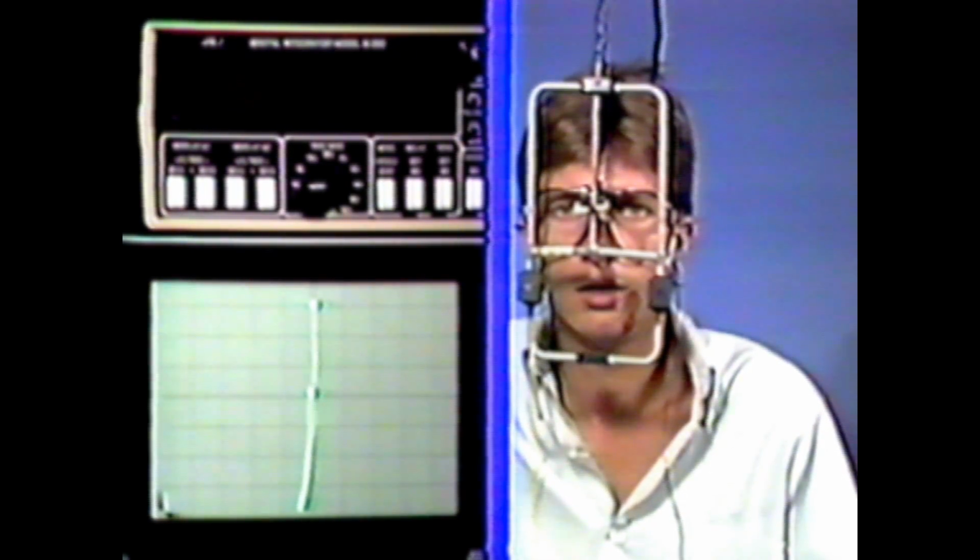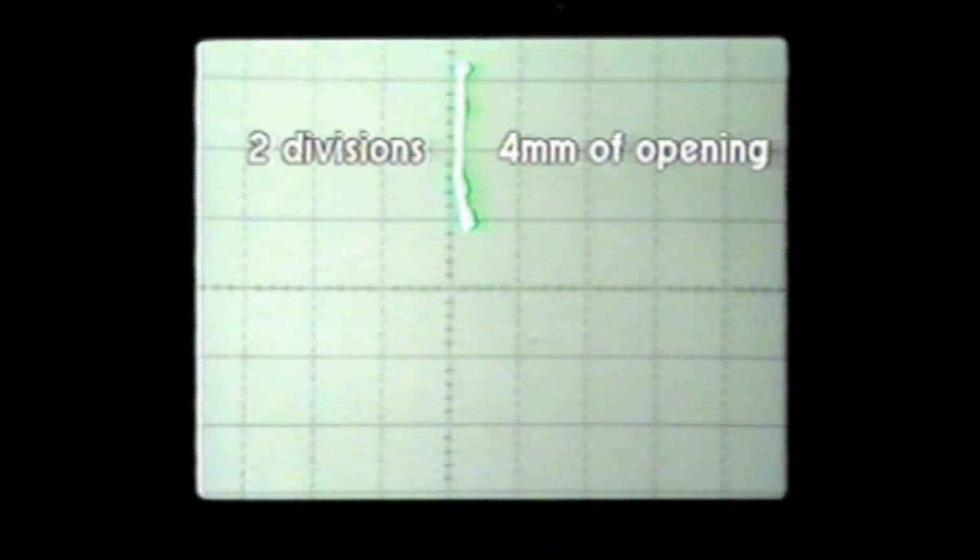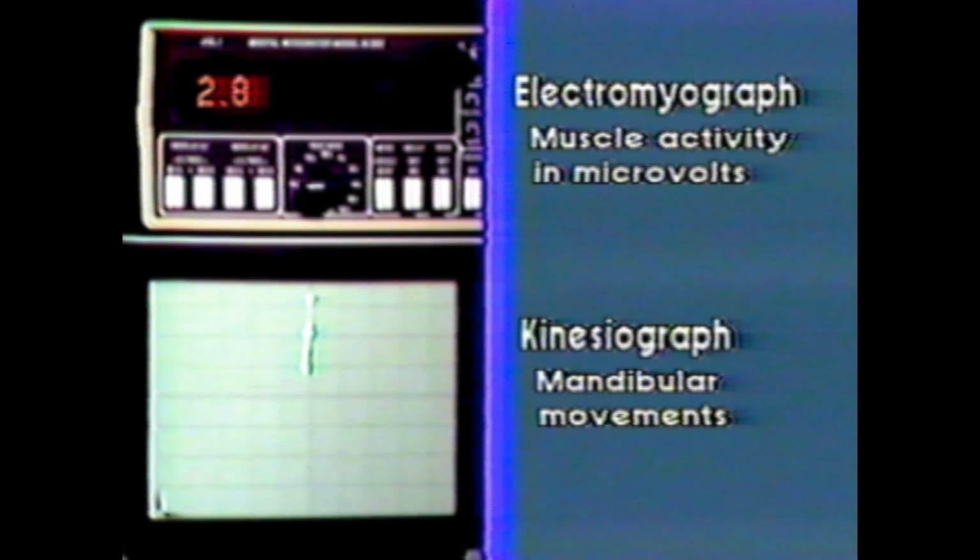an oscilloscope. Each vertical division on the scope is calibrated to equal 2 millimeters of vertical mandibular movement. In other words, if the scope were to show 2 divisions of movement, this would be equal to 4 millimeters of jaw opening. The use of the kinesiograph and electromyograph will display mandibular movement and the muscle electrical activity associated with that movement. This data will be plotted on a graph for examination.